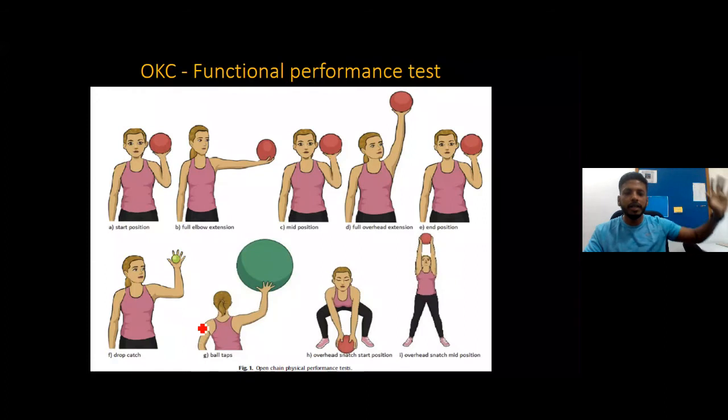Then there are ball taps. You tap the Swiss ball over the wall and check whether any discomfort is there. And then you have to do an overhead snatch start position. So all these open kinetic chain tests are important in order to check whether the athlete can return to sport.